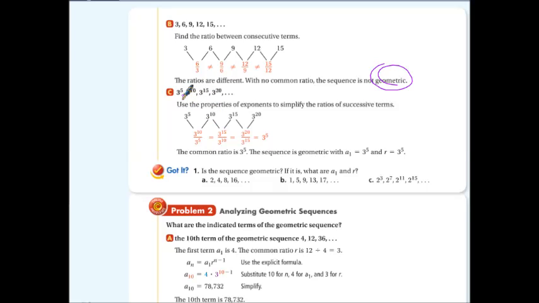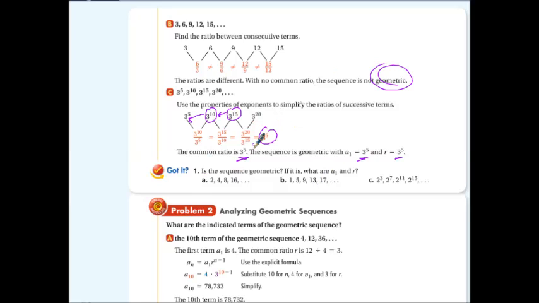Take a look at this one. 3 to the 5th, 3 to the 10th, 3 to the 15th, 3 to the 20th. If we look at the ratio each time from this term to the one before it, and from this term to the one before it, and so on, the ratio each time is 3 to the 5th. So that one is a geometric sequence. The first term is 3 to the 5th, and the common ratio is 3 to the 5th. Pretty straightforward stuff. Let's take a second, see if you can answer 1A, B, and C. Answer those for me.